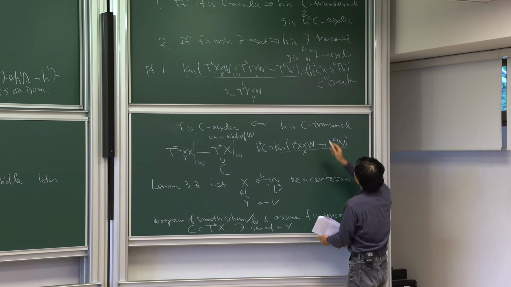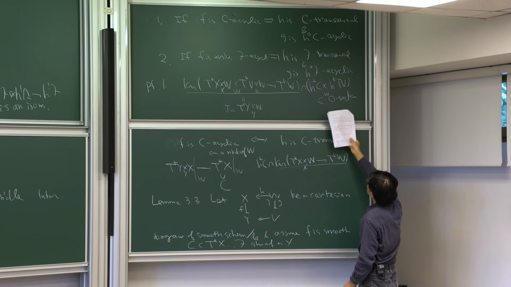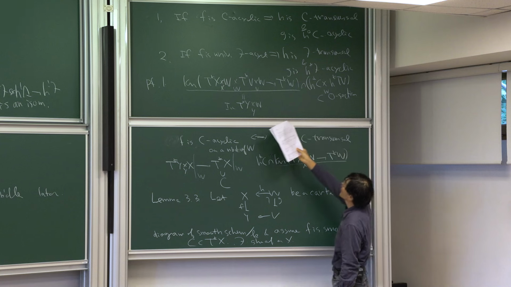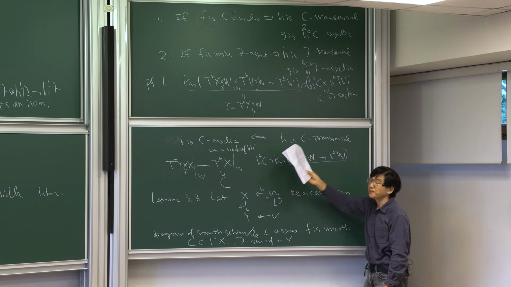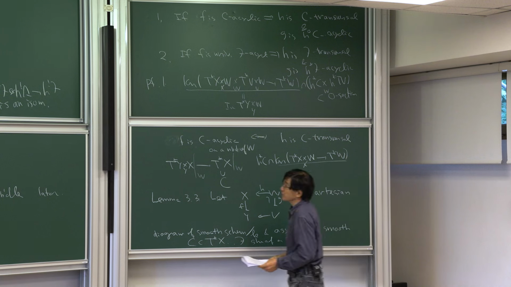Okay. So the second condition, on G, is obvious because we assume universal acyclicity. So the point is that H is F-transversal.